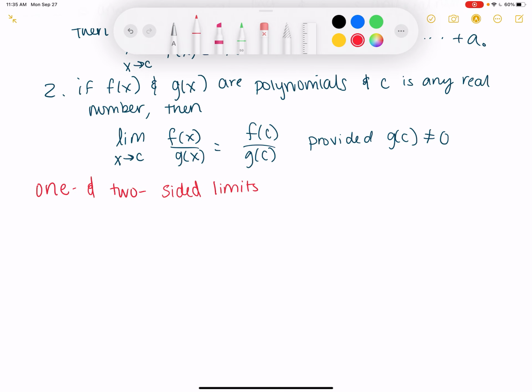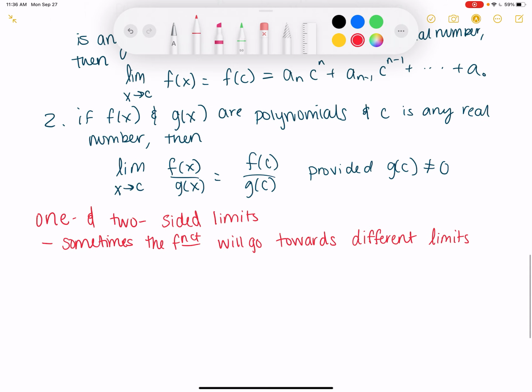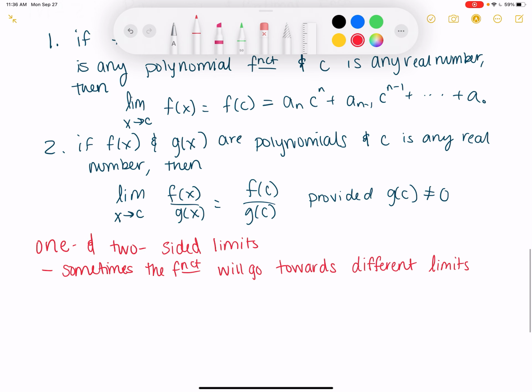Alright, 1 and 2-sided limits. Sometimes the function will go towards different limits as x approaches c from different sides.